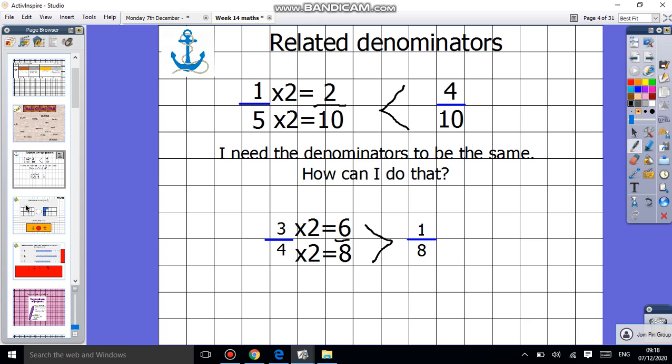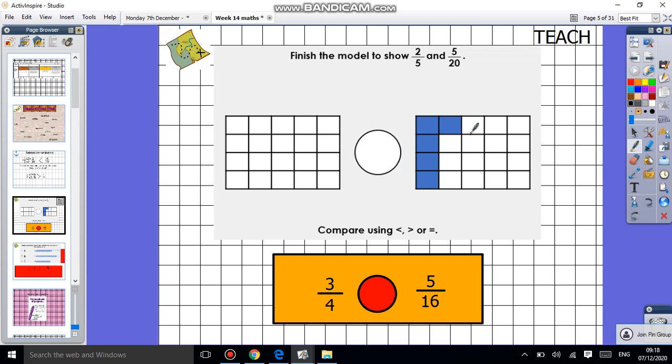Okay? Now then, let's look at this in the form of a representation. So we've got to finish the model to show 2/5 and 5/20.